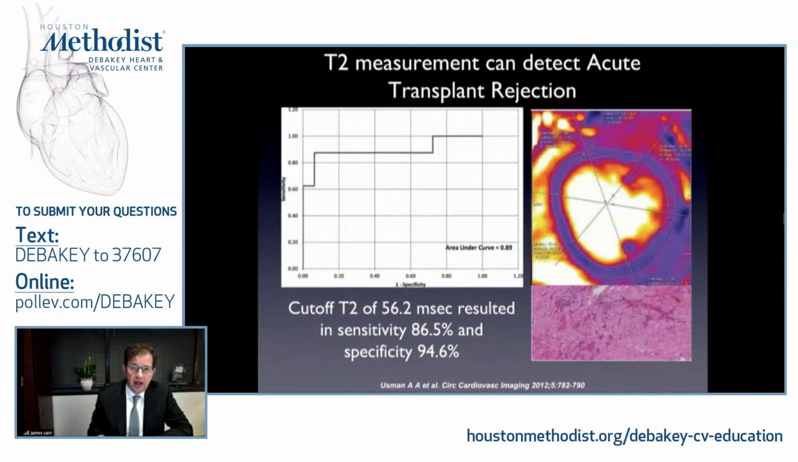This was used as a motivation for evaluating the transplant heart, because if we could measure edema with T2 mapping in myocarditis, we know that rejection is similar to myocarditis, so therefore we should be able to detect rejection on the basis of measuring edema. So this was a study we did in a small group of transplant patients early on, and found that if you used a cutoff of about 56 milliseconds, you got a sensitivity of 86.5% for detecting rejection, any type of rejection, using endomyocardial biopsy as the standard of reference.